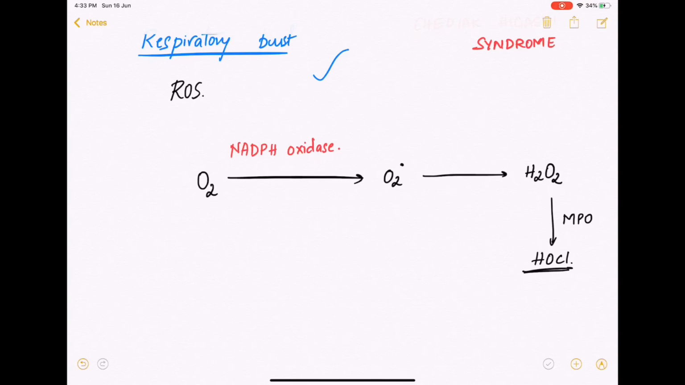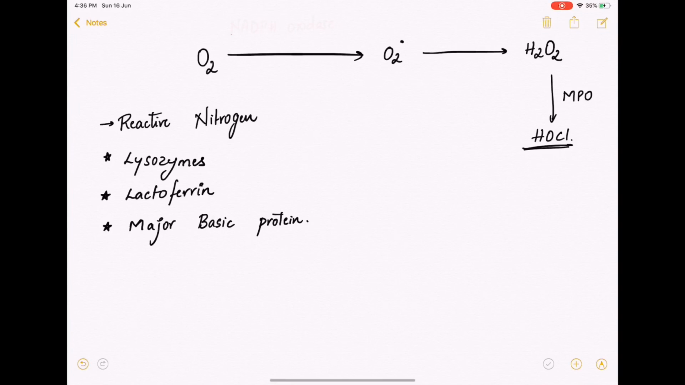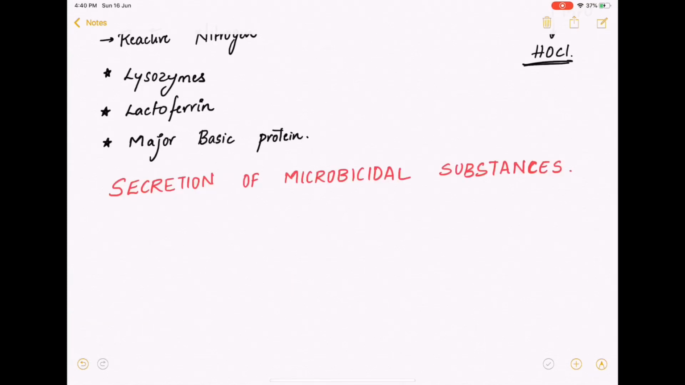And hydrogen peroxide, by the action of myeloperoxidase, gets converted into hypochlorous acid, and this is a very potent reactive oxygen species. In a very similar way, we have reactive nitrogen species also helping in the same process. And there are a few other oxygen independent killing mechanisms happening with the help of lysozymes, lactoferrin, and major basic proteins. So until now it was about phagocytosis and intracellular killing of the microbial agent. Another mechanism by which it can kill the microbial substances is to secrete the microbicidal substances. That is, the lysosomal contents are put out of the cell.